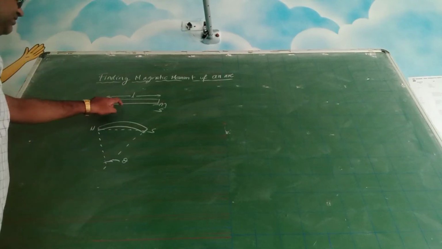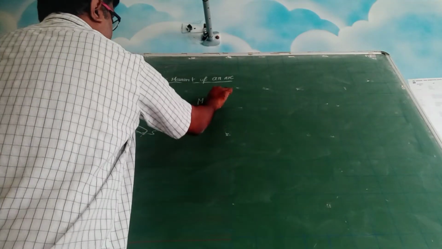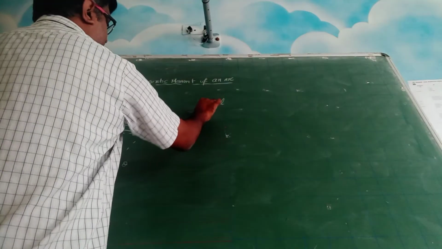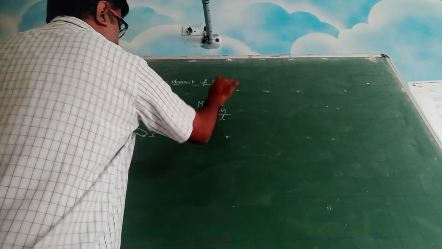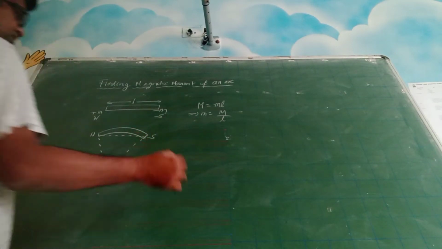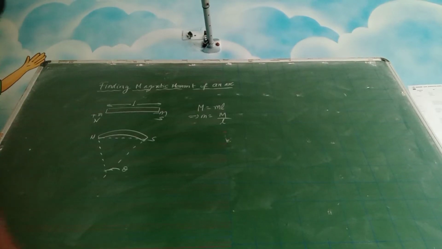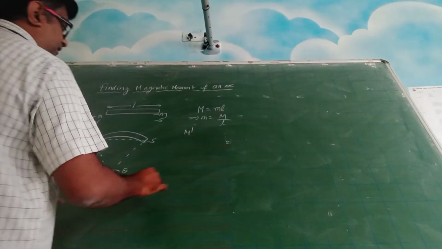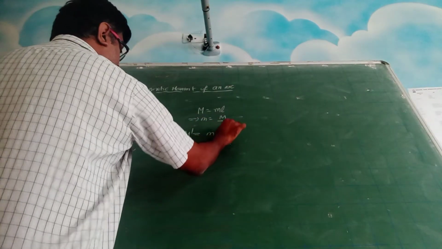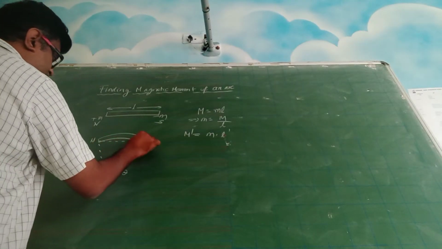So let us take this case. Here magnetic moment M is equal to pole strength multiplied by length. So what is the pole strength? Pole strength is M upon L. So that pole strength remains the same for this also. Pole strength is not going to change. Now if we want to find out the new magnetic moment, it is the original pole strength multiplied by L prime. Now what is this L prime? L prime is the distance from this point to this point.